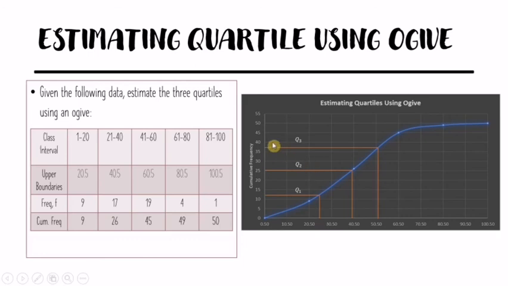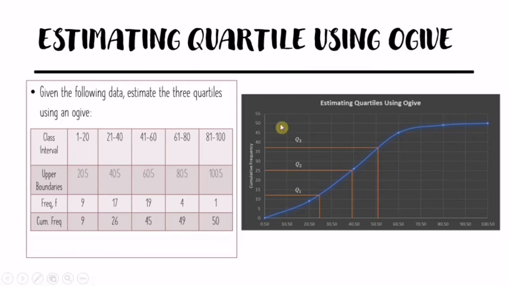For quartile 3, it is also the same. Quartile 3 is 3/4 times n, so 3 times 50 divided by 4, you get 37.5. Make sure it is 37.5, and then you draw a straight line until it hits the ogive, and then you go down until it hits the x-axis. The value where it intersects the x-axis is your quartile 3, the estimation value of your quartile 3.